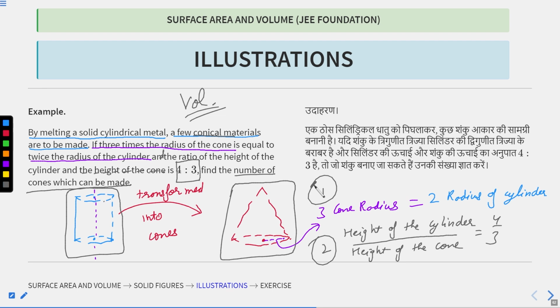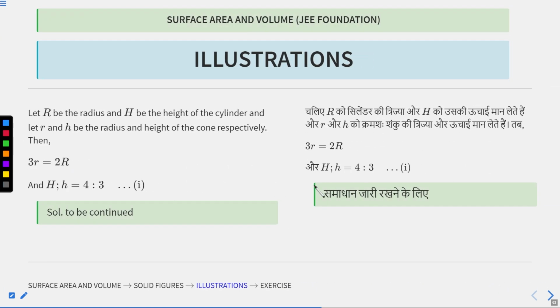Let's see how we will approach. So now we are taking capital R as the radius of the cylinder and capital H as the height of the cylinder. And for the cone, the radius is small r and the height is small h. And we are given that 3 times the radius of the cone is equal to 2 times the radius of the cylinder.